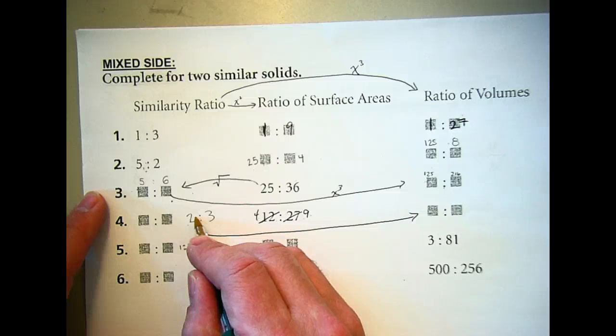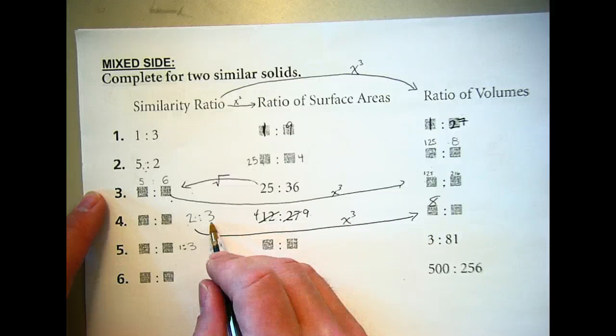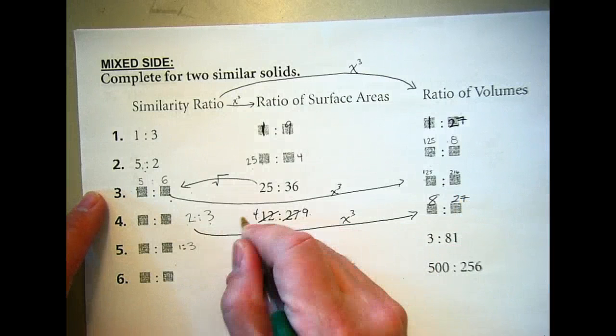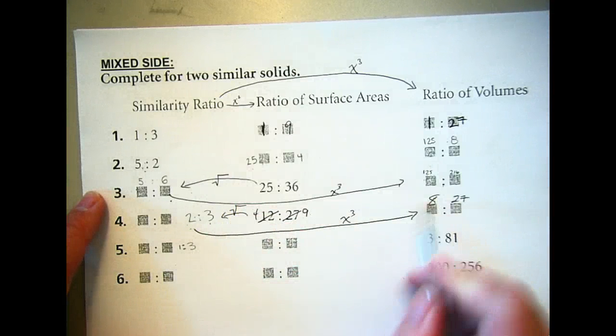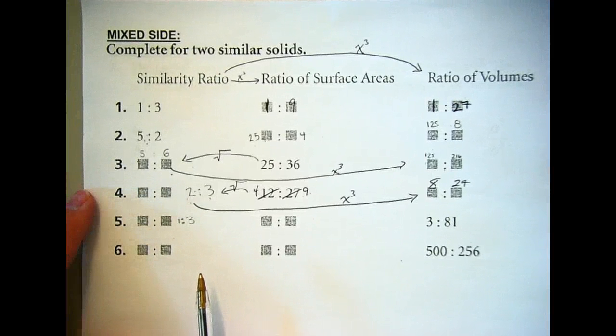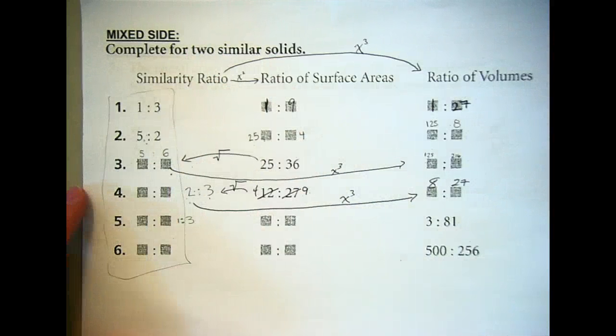2 cubed is 8. And 3 cubed is 27. Okay, so square root this. So we go back, and then we cube. Everyone with me? Always go back to home. This is home. Got to get back to similarity ratio first.